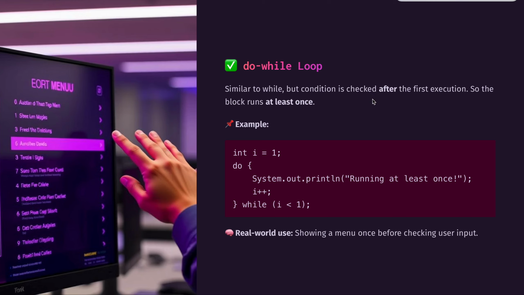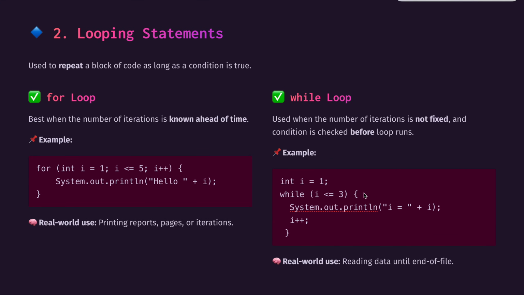The condition is checked after the first execution, so the block runs at least once. That's what it means. Do while will run at least one time. While loop will not run even once if the condition is not satisfied, but in do while it first executes the statement once, then checks the condition. They are similar, but the difference is whether the condition is checked first or last. In while, while the condition is true, it executes it.